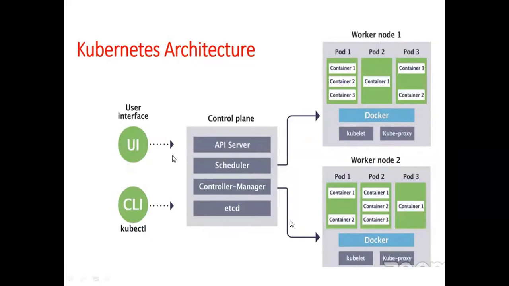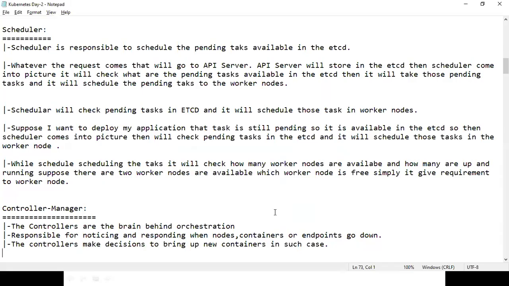And now the scheduler comes into the picture. Scheduler will scan the database and check if any pending task is available. If any pending task is available, then the scheduler will schedule and redirect that request to the appropriate worker node. It will check how many worker nodes are available, how many are up, and which worker node is available to accept the request. Based on that, it will schedule the job. So these are three components: API server, etcd, and scheduler.